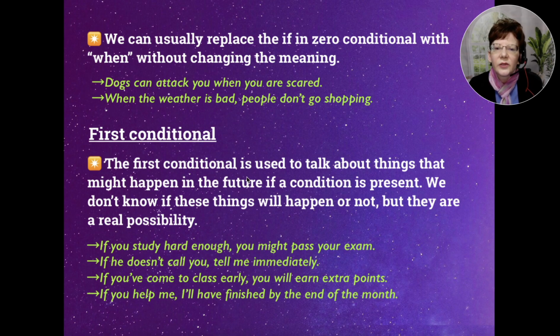The first conditional is used to talk about things that might happen in the future if a condition is present. We don't know if these things will happen or not, but they're a real possibility. So, for example, if you study hard enough, you might pass your exam. So it sounds like it could be true. It just depends. If he doesn't call you, tell me immediately. So this is the imperative form, a command.